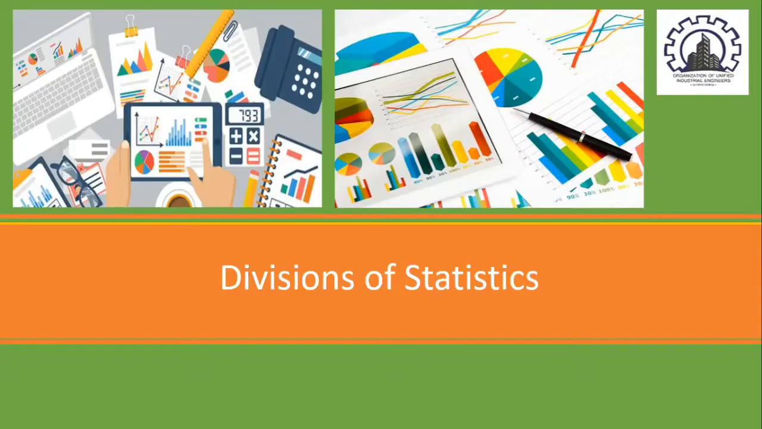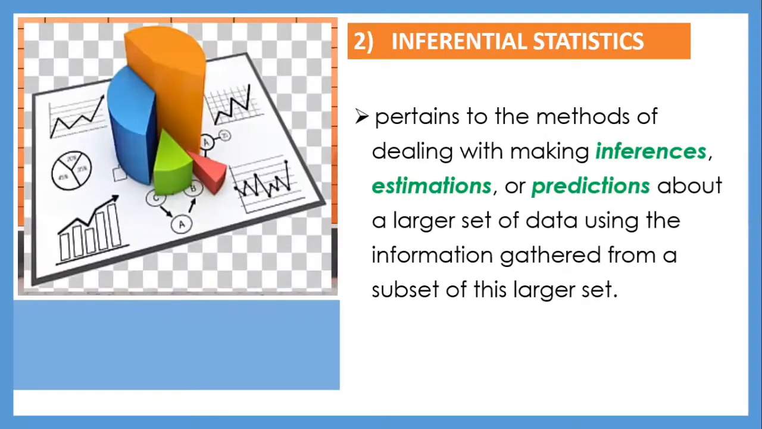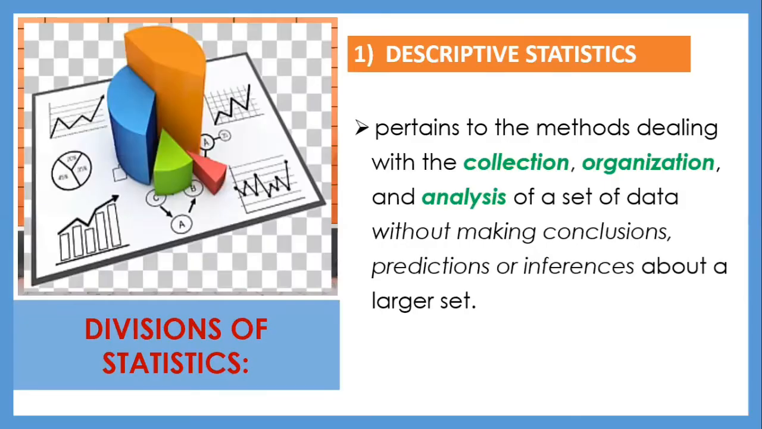Okay, moving on to divisions of statistics. So what are the two divisions of statistics? The two divisions of statistics, we have descriptive statistics and we also have inferential statistics. What do we mean by descriptive statistics? If we say descriptive statistics, it pertains to the methods dealing with the collection, organization, and analysis of a set of data without making conclusions, predictions, or inferences about a larger set.